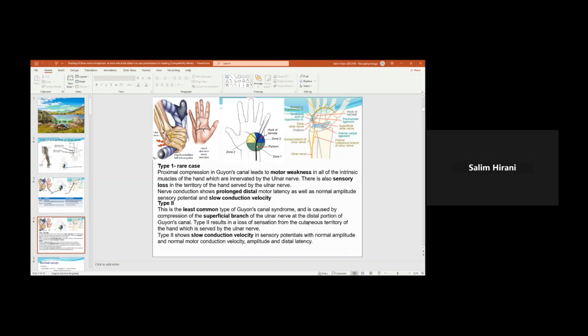Sorry for the disturbance. That is because of the motor nerve involvement. Nerve conduction shows a prolonged distal motor latency with normal amplitude and slow conduction velocities in both sensory and motor conduction. In type 2, which is the least common as I mentioned, it is the superficial branch of the ulnar nerve at the distal portion of Guyon's canal.